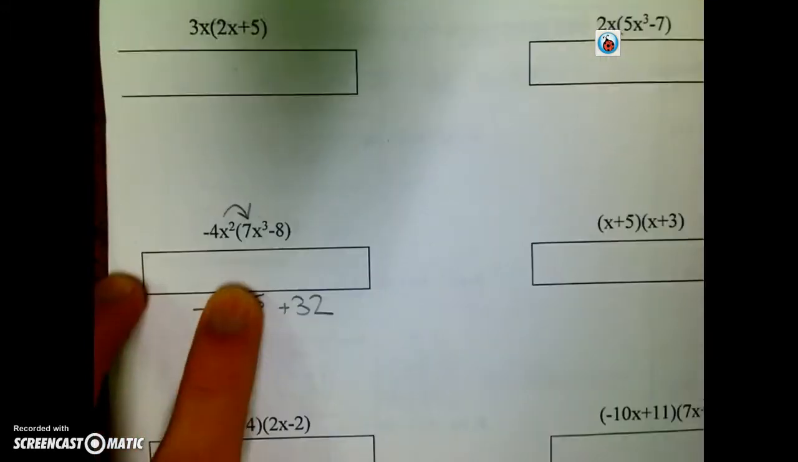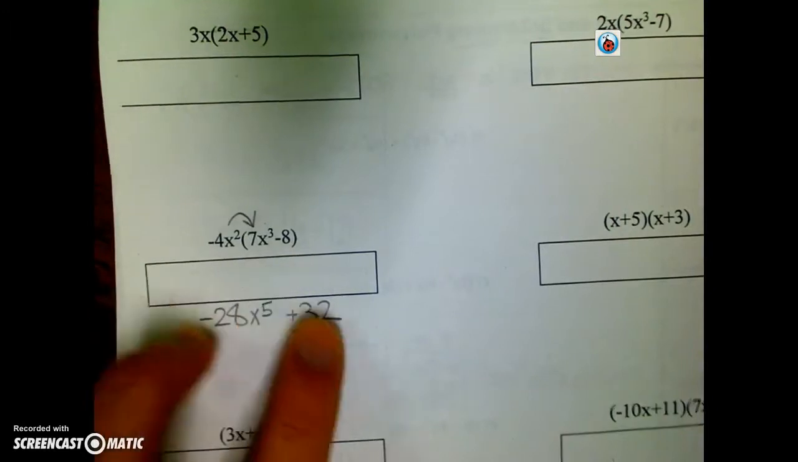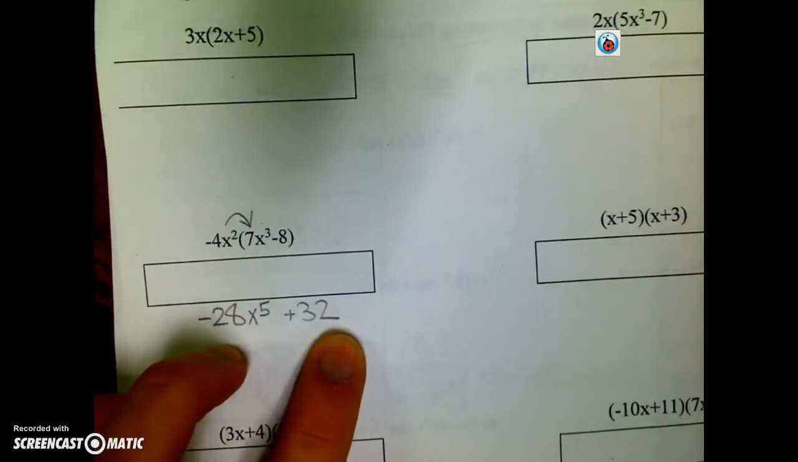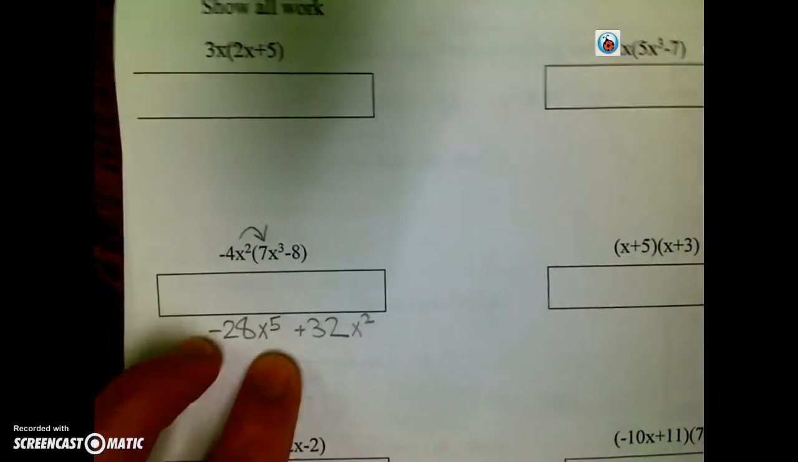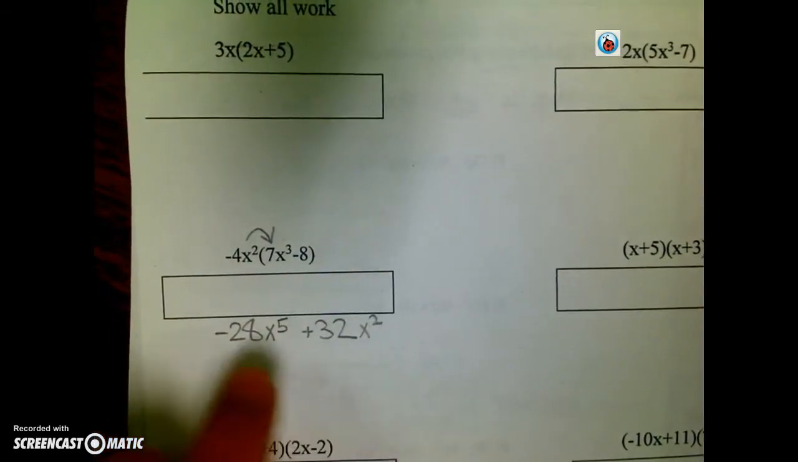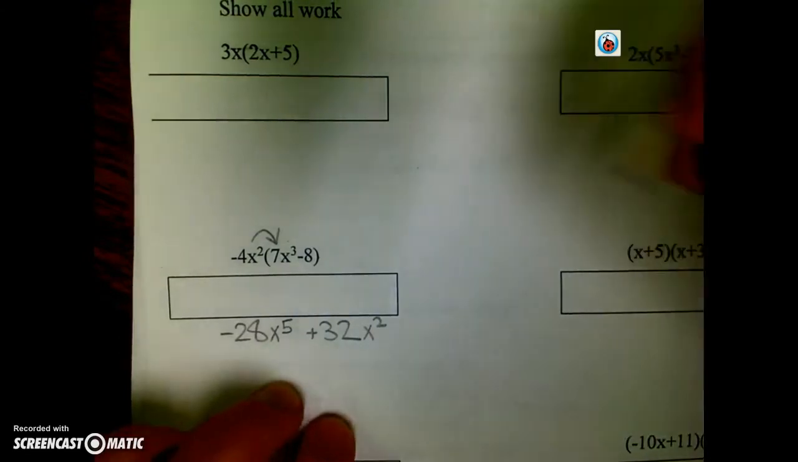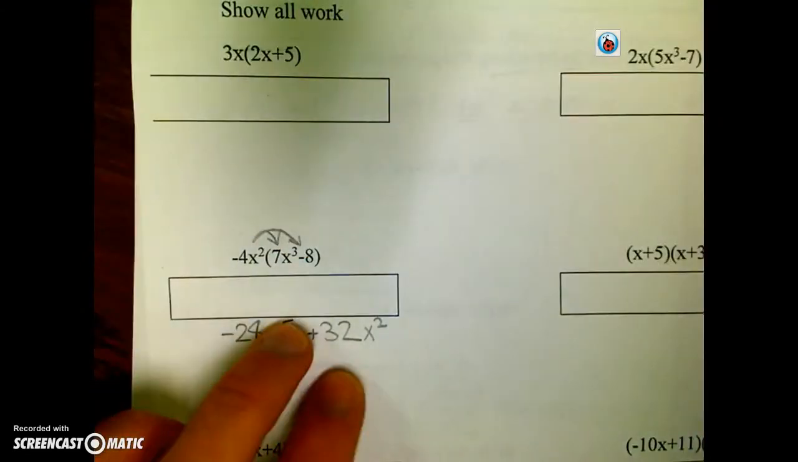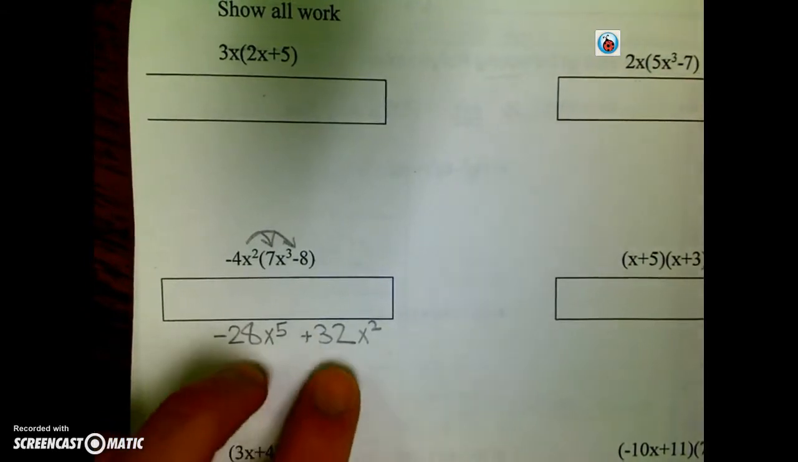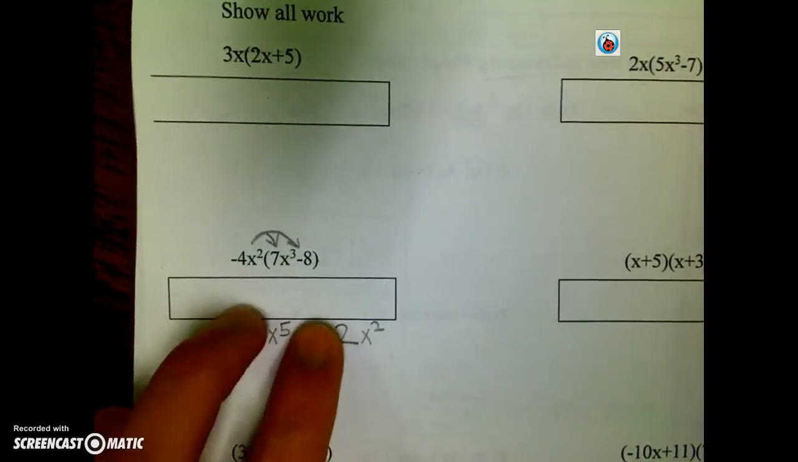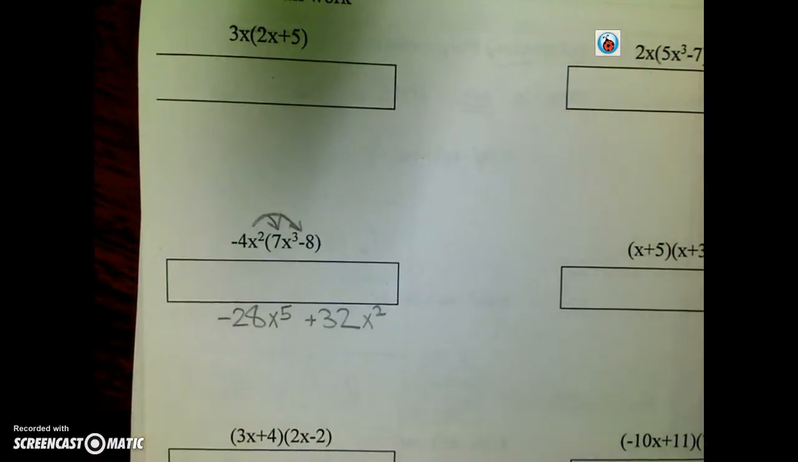And I see that I have an x squared. This one doesn't have any x's with it, so it'll just remain that x squared. Alright, so those are the 2 terms I get. Now we can see that these 2 cannot be gathered any further. Sorry, I forgot to draw that arrow. These 2 cannot be gathered any further, right? They're not like terms. So this would be my final answer. So you could write that in on the box.